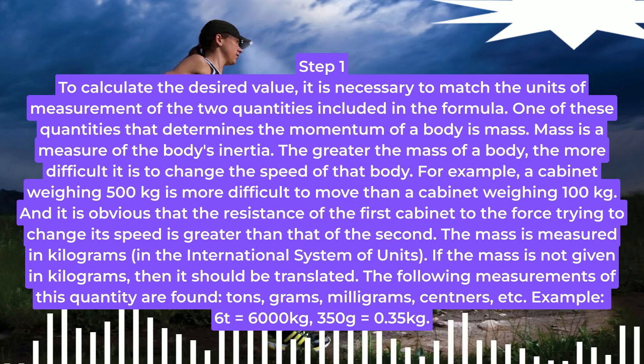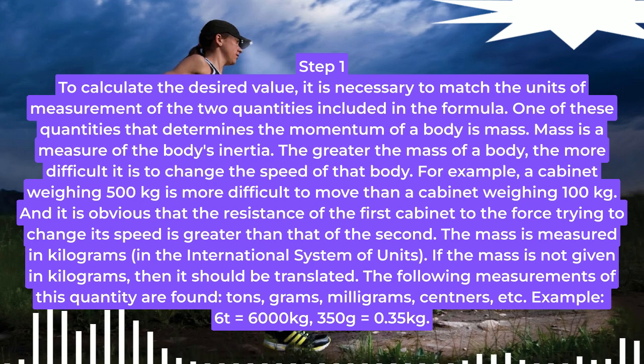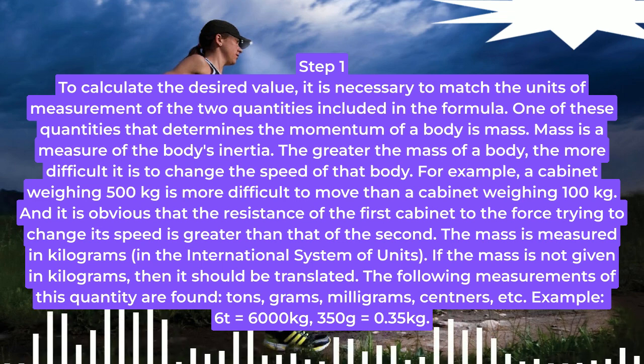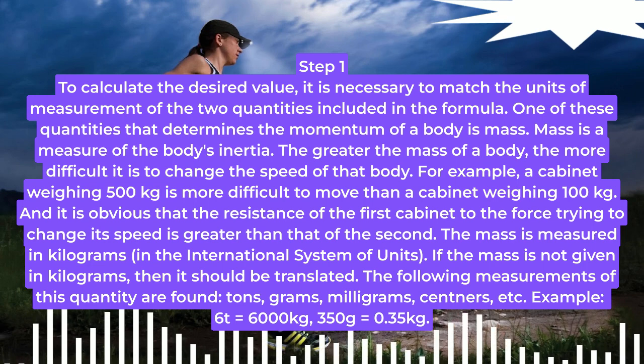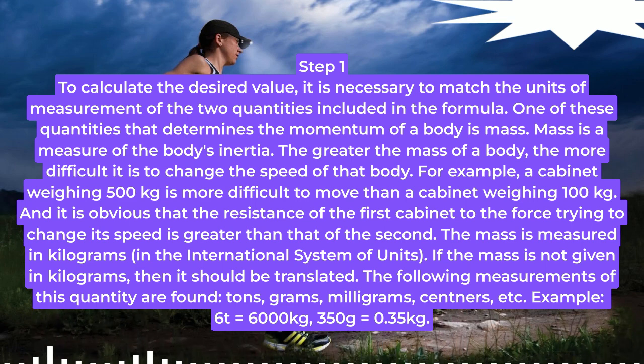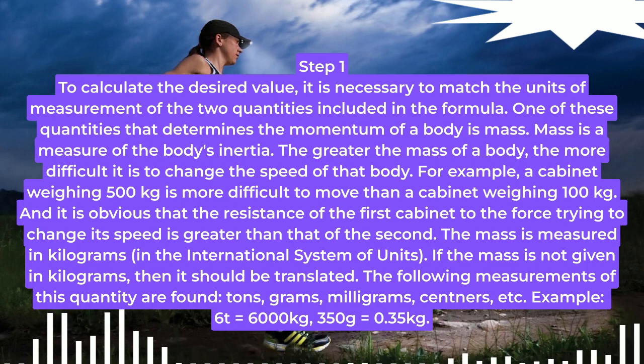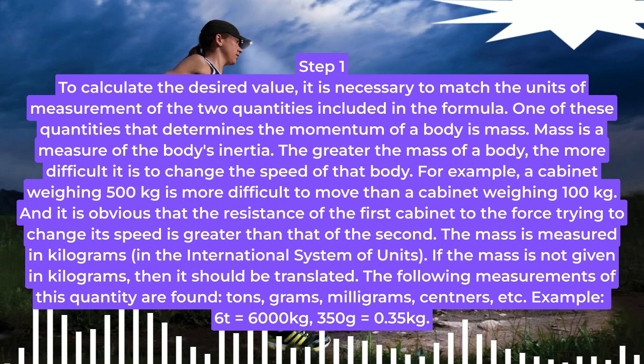For example, a cabinet weighing 500 kilograms is more difficult to move than a cabinet weighing 100 kilograms, and it is obvious that the resistance of the first cabinet to the force trying to change its speed is greater than that of the second. The mass is measured in kilograms in the International System of Units. If the mass is not given in kilograms, then it should be converted. The following measurements of this quantity are found: tons, grams, milligrams, centners, etc. Example: 6 t equals 6,000 kilograms, 350 g equals 0.35 kilograms.